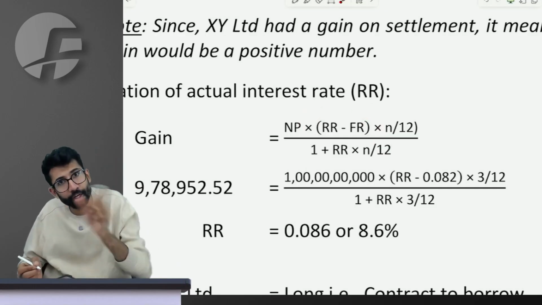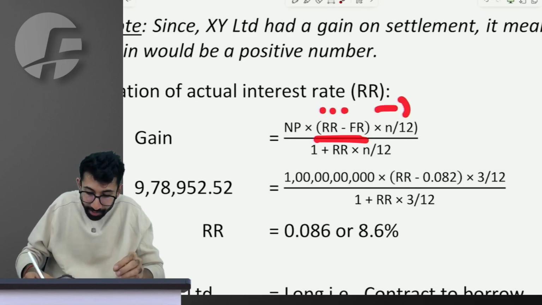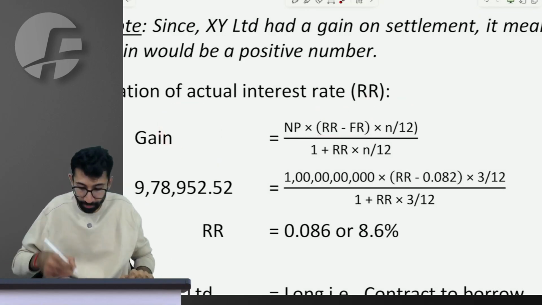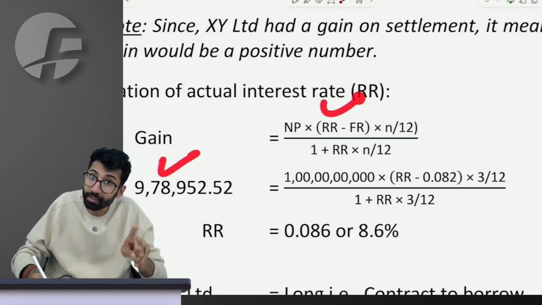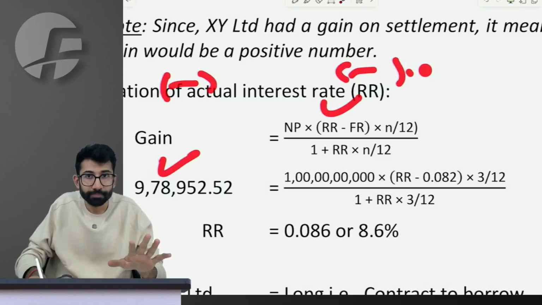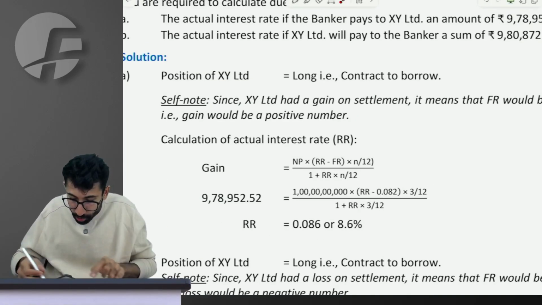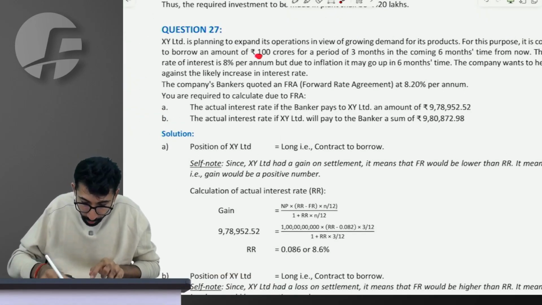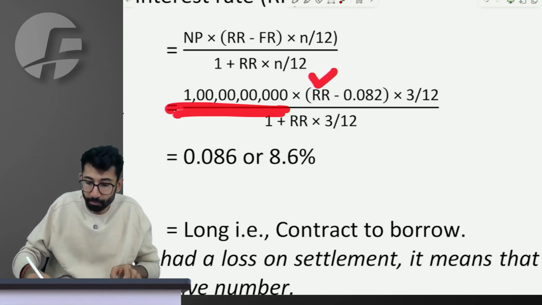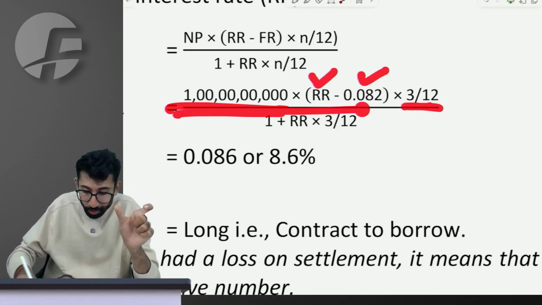If you by mistake do FR minus RR, then this RHS will be negative, where LHS you have taken positive, the answer will be incorrect. Both you have to take positive for gain and both you have to take negative for loss. Yes, RR minus FR. So on the notional principal of 100 crores, there would be some reference rate minus a forward rate for a period of 3 by 12 months is the amount of gain or loss.